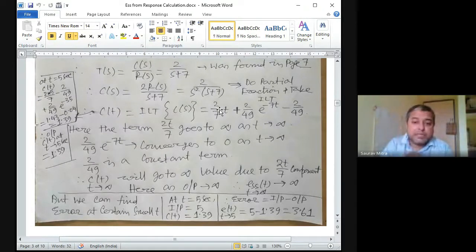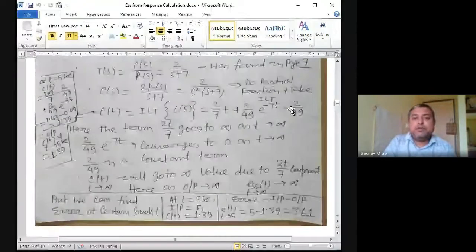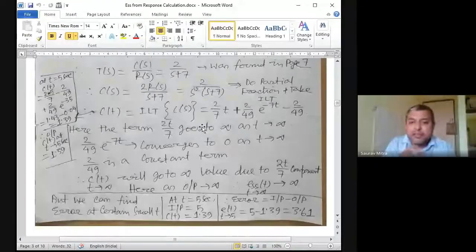Input is t. Okay, t means at any time the amplitude is the same. At t equal to 1, output is 1. At t equal to 100, output is 100. That is, slope is equal to 1. So that and this c(t), you have to find the difference between t and 2t by 7 plus 2 by 49 e raised to minus 7t minus 2 by 49. So that is the error function. So what is the error function? Error function is t, that is the input, minus this c(t). That is the error function.